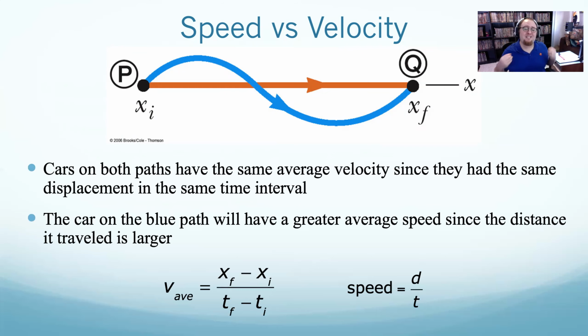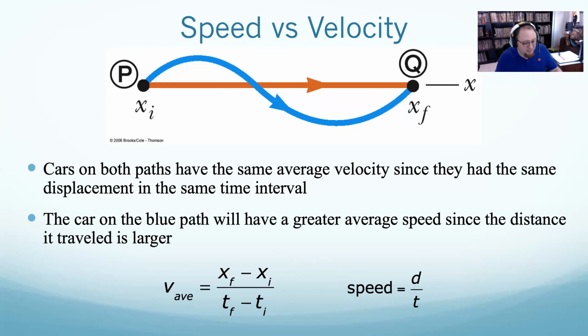Both cars will have the same average velocity because both cars have the same displacement. However, the blue car will have a larger speed than the orange car because the blue car traveled further. But speed ignores direction. So the average speed is more, but it doesn't account for where it's going, which we need to account for while we're using velocity. But it also simplifies things. From P to Q, it doesn't matter how I get there, this is my average velocity if I know the time, displacement over time.